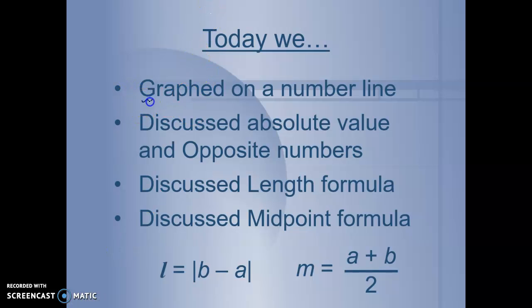Don't forget that graphing on a number line is really just marking the number or plotting a point on a number line. You saw me do that repeatedly when I marked where different digits were on the number line. Don't be confused by that term graph. You're just plotting the points on the number line.